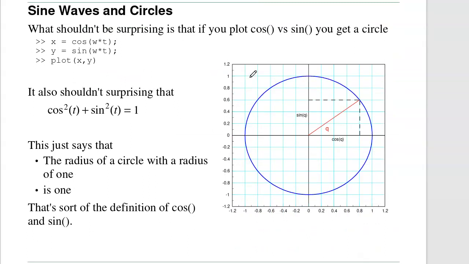So looking at sines and cosines versus circles. It shouldn't be surprising that if I let x be cosine, y be sine, plot x versus y, I get a circle. That's kind of the definition of sine and cosine. It also shouldn't be surprising that you have the trig identity sine squared plus cosine squared equals 1. Basically that says if I have a circle with a radius of 1, the radius is 1, which is kind of like a no-brainer.